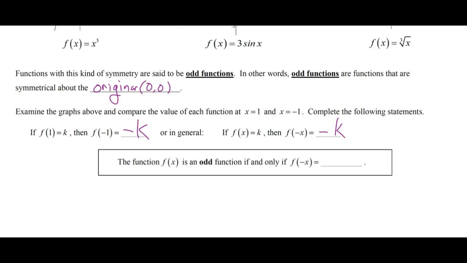So the function is an odd function if and only if f of negative x is equal to negative f of x. So if f of negative x is equal to the negative of f of x, it's odd, whereas it's an even function if f of negative x is just the same as f of x.